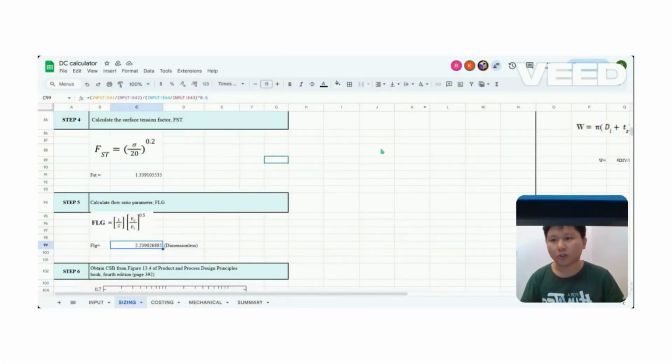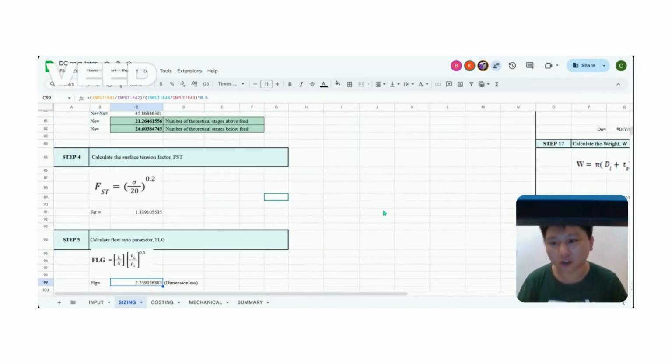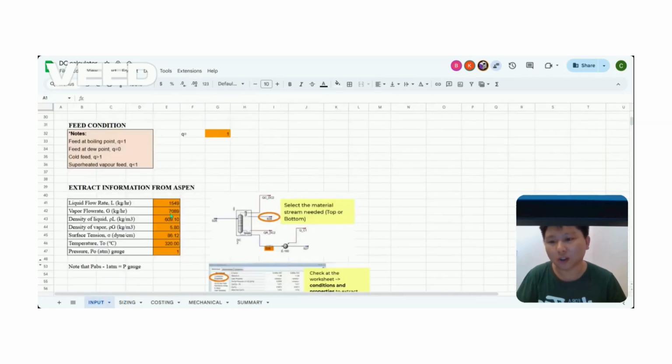Okay, so we will first start with step 4, which is calculating the surface tension factor, FST in short. So how do we manage to get the FST? First of all, we'll need the surface tension value, divide by 20, and then raise to the power of 0.2. So how do we get the surface tension value? It is part of the information extracted from Aspen based on the question provided.